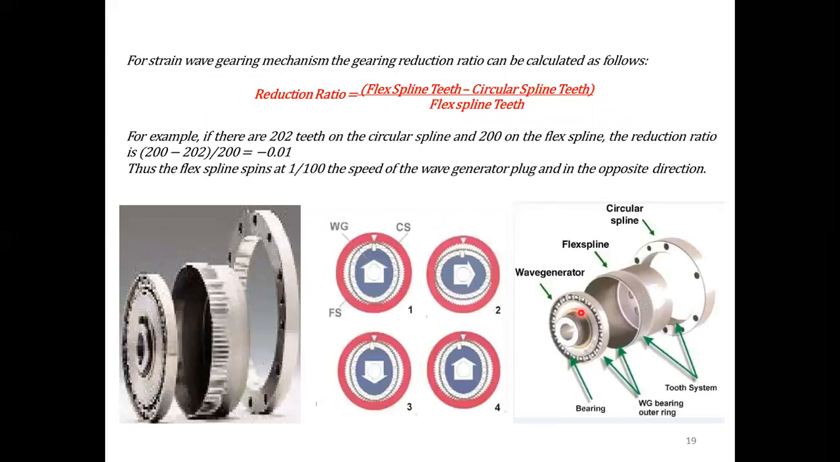For the strain wave mechanism, the reduction is equal to flex spline teeth minus circular spline teeth, divided by flex spline teeth. For example, if there are 202 teeth on the circular spline and 200 on the flex spline, the reduction ratio is (200 minus 202) divided by 200, which is equal to minus 0.01. That is the concept used in the harmonic drive. That is the reduction ratio.